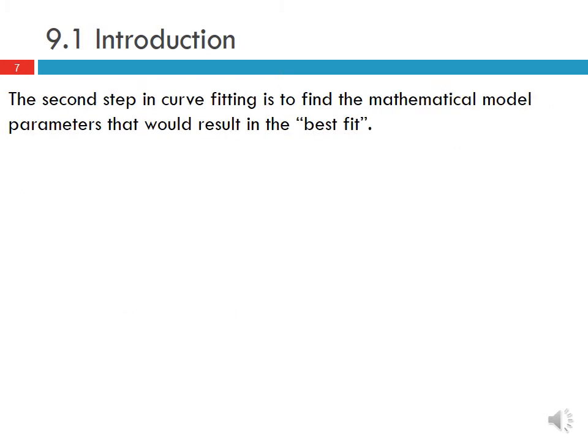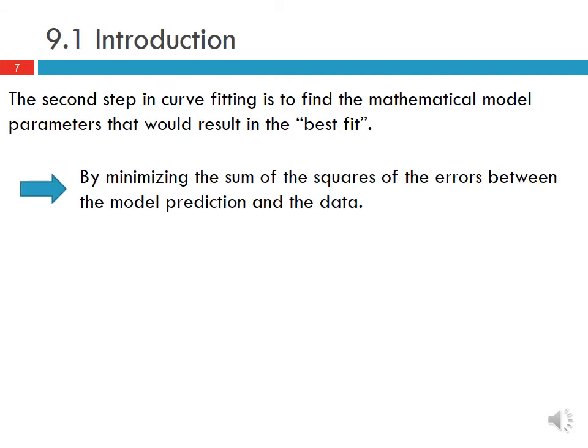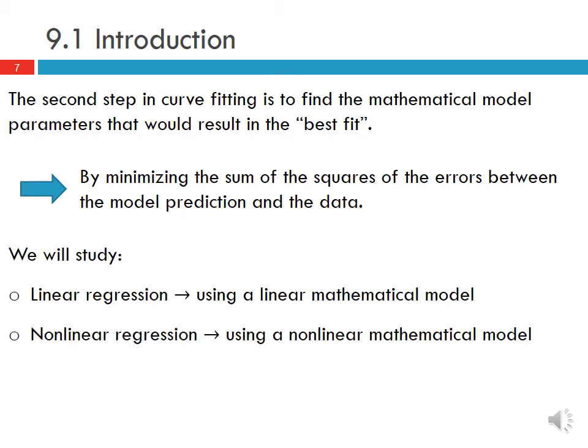The second step is to find the mathematical model parameters that would result in the best fit with the data. We do this by minimizing the sum of the squares of the errors between the model prediction and the data. In this course, we will study several types of regression, including linear regression, where we use a linear mathematical model, and nonlinear regression, where we use a nonlinear mathematical model.